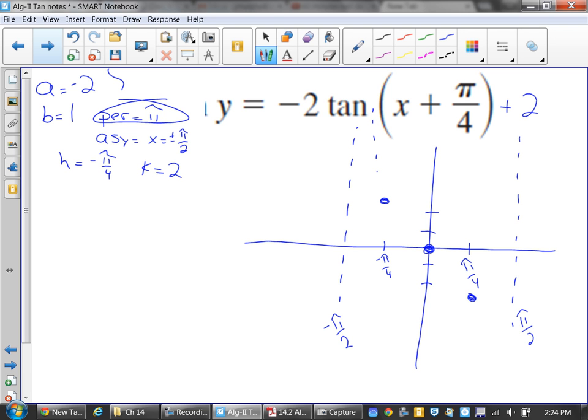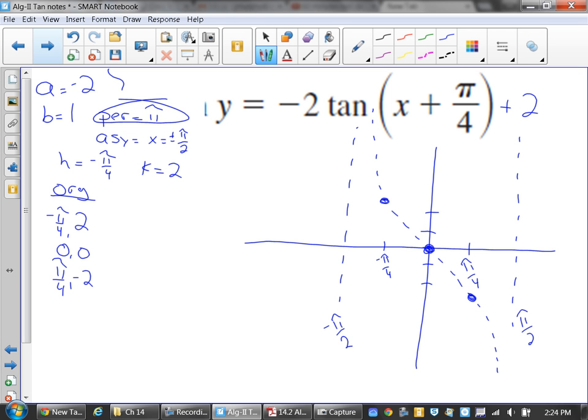And dot it. Now the easy part. List them out. List out the points. Your original points were at negative pi over 4, positive 2, 0, 0, pi over 4, negative 2.